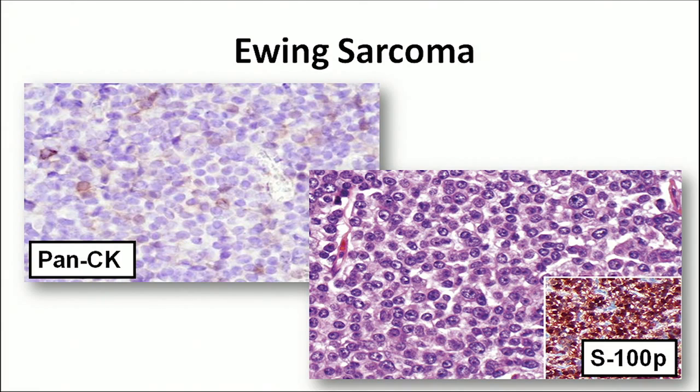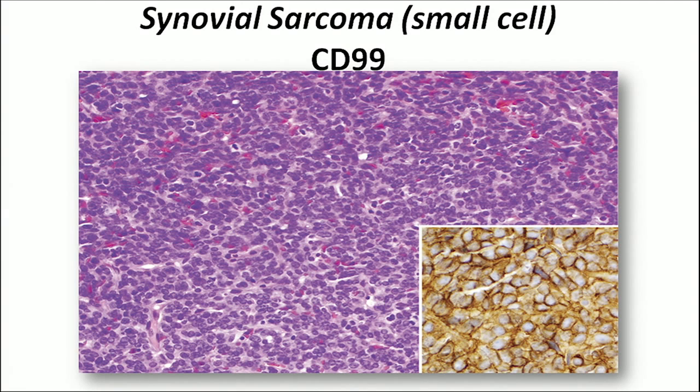So if I did FISH on this for EWSR1 and I saw S100 positivity and I didn't know the history, I'd probably head toward clear cell sarcoma, but I'd be headed the wrong way. It's very unusual for these to have that. I'm showing you exceptions. Most cases of Ewing's do not have S100 reactivity.